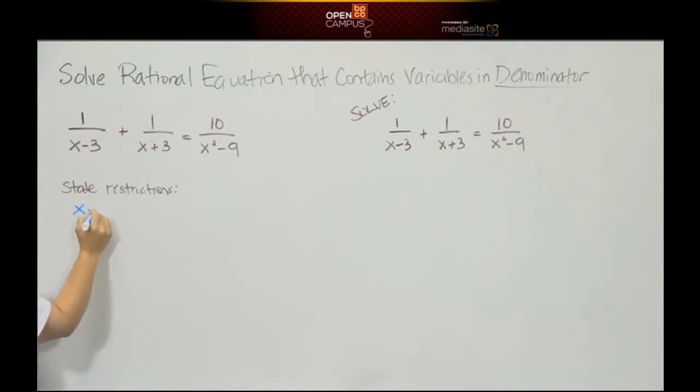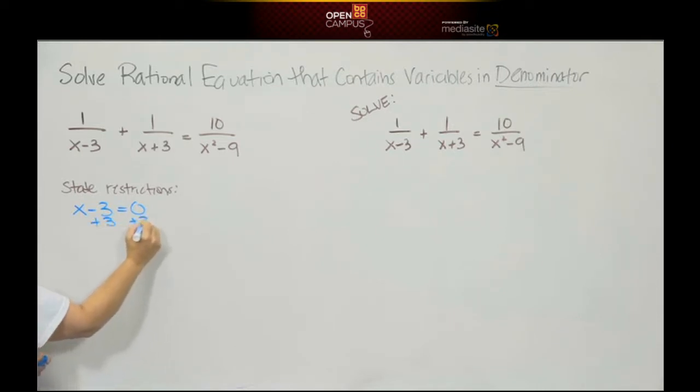If you couldn't think of that in your head, the rule is to state the restrictions: take your denominator, set it equal to 0, and solve. We have a simple linear equation here, x equals 3. So that's our first restriction.